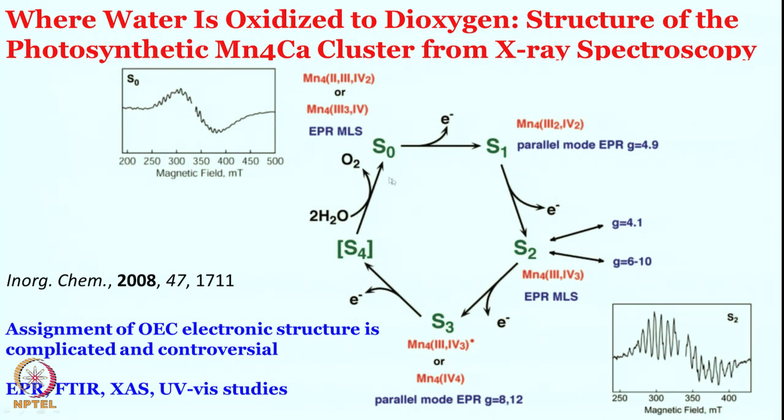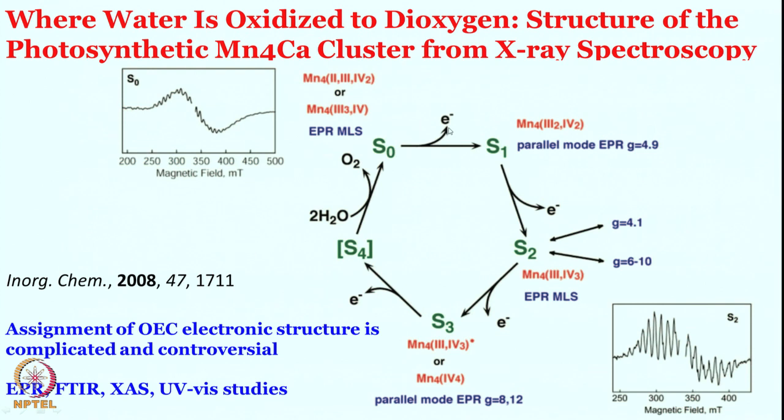So, the S0 state, as you can see over here, these are the proposed structure or proposed oxidation state assignment by the EPR multiline spectrum, but it fits with both: 1 manganese being 2, 1 being 3 and another being plus 4, or another 2 being plus 4. That is 2 plus 2 plus 3 and plus 4, 2 of them is proposed, or alternatively 3 of them could be in plus 3 oxidation state and 1 of them in plus 4 oxidation state. This is the fully reduced form.